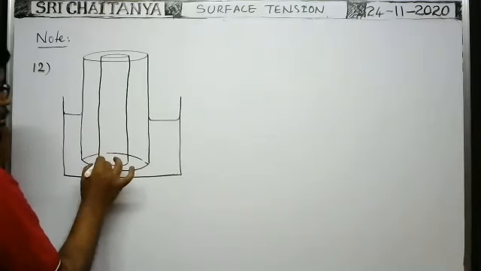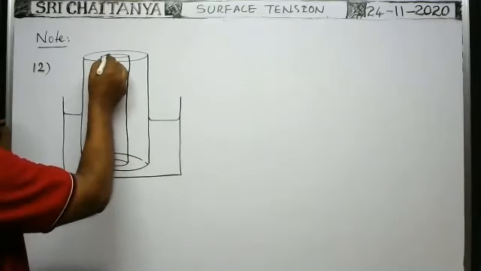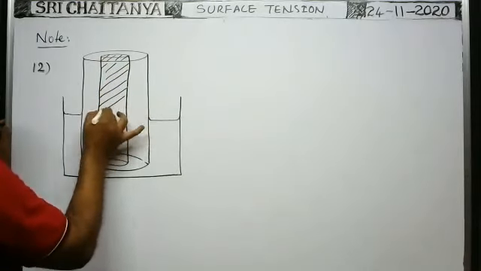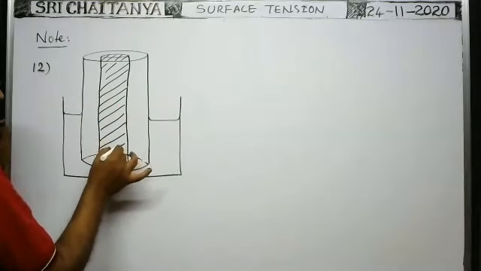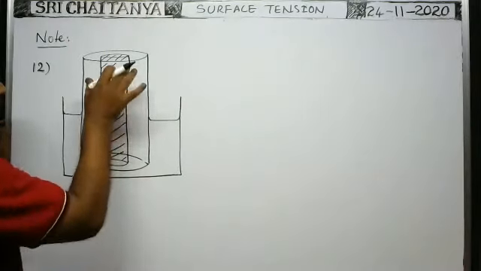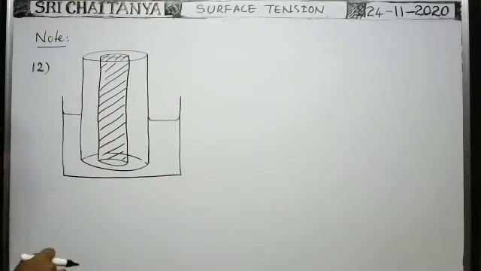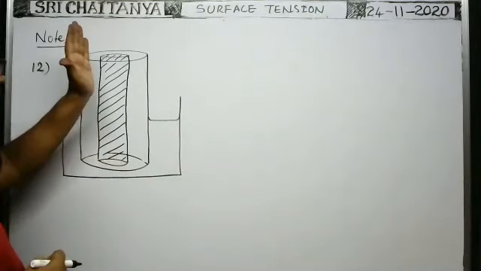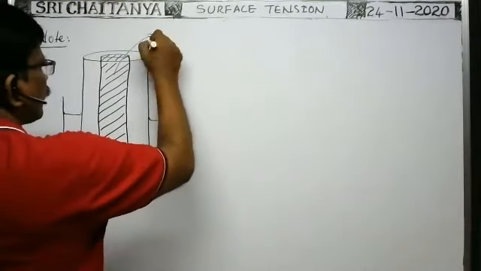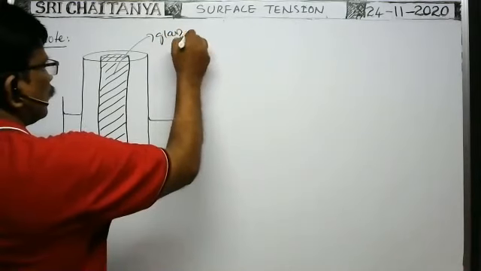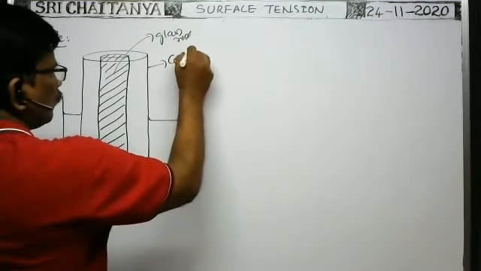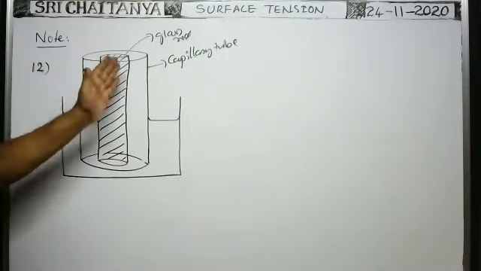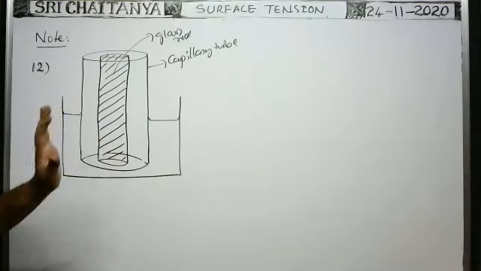It is the glass rod. The glass rod is kept inside the bore of the capillary tube parallel to its length symmetrically. Symmetrically means whatever the gap here, the gap here is also the same. This is the glass rod and it is the capillary tube. So the glass rod is kept symmetrically in the bore of the capillary tube as in the diagram.